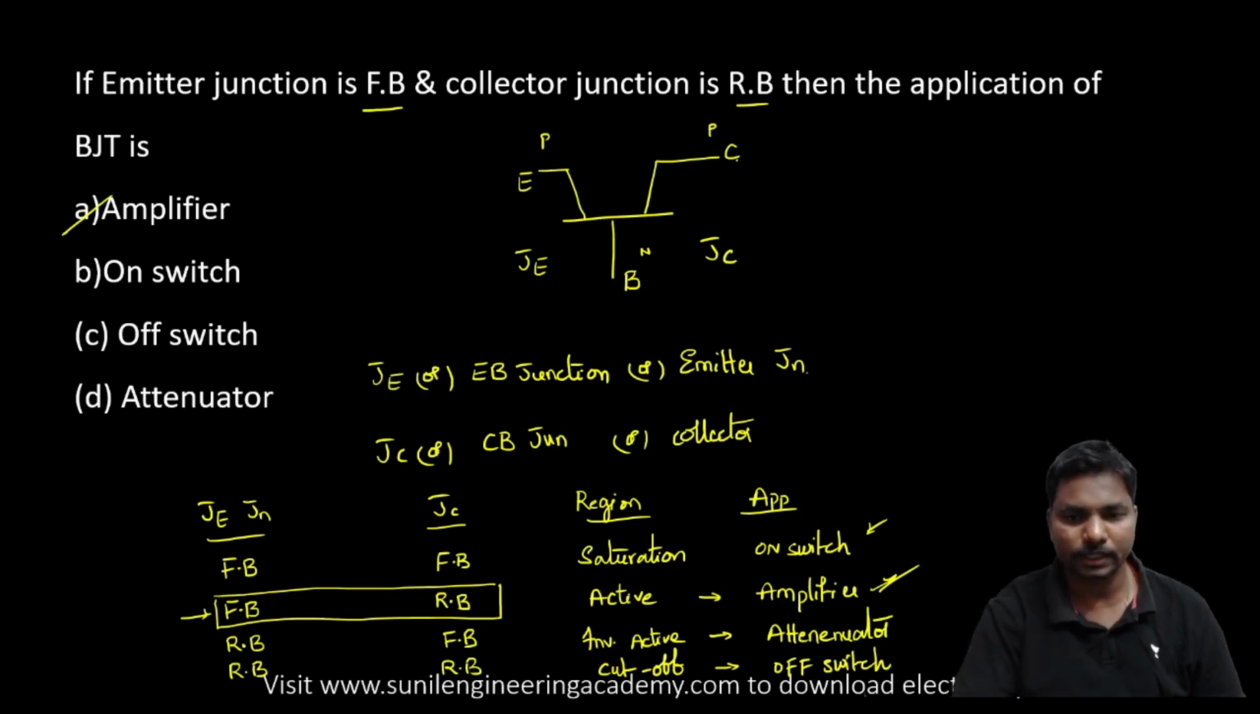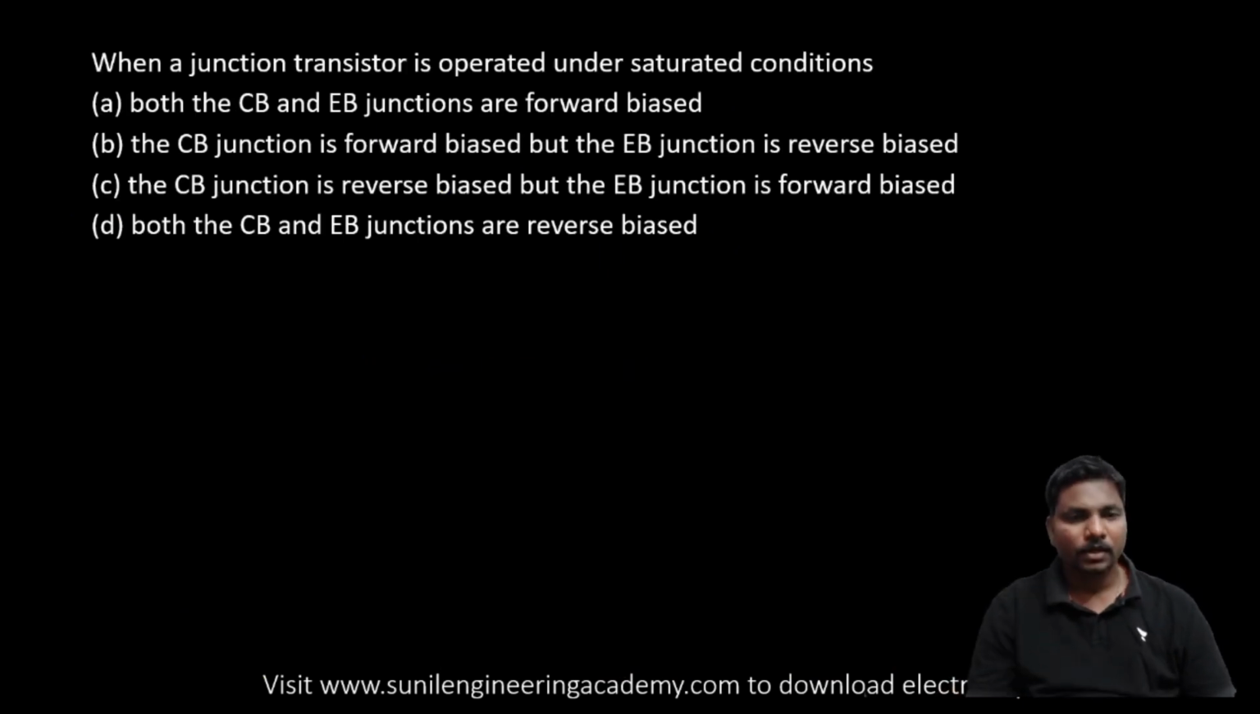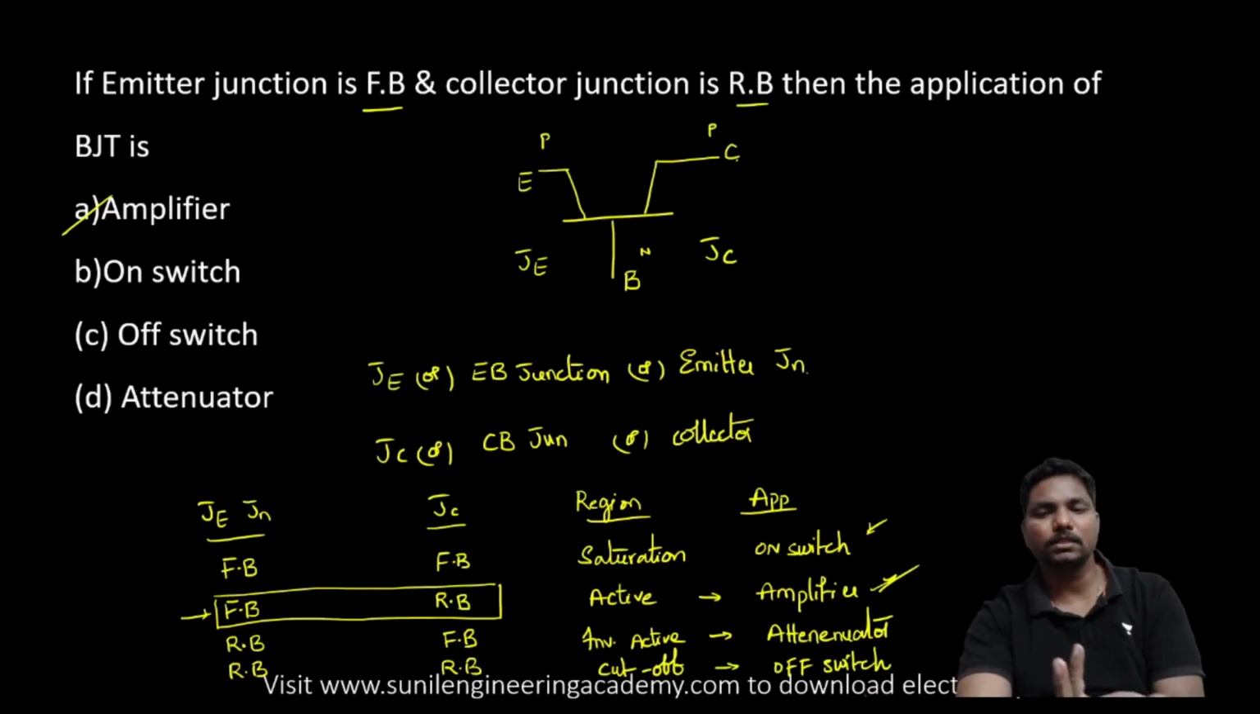Coming to the next question, guys, note down all of this, very important. When a junction transistor is operated under saturated condition, saturation means both are in forward bias. Both CB and EB junctions are in forward bias. So the answer is option A. Very simple.